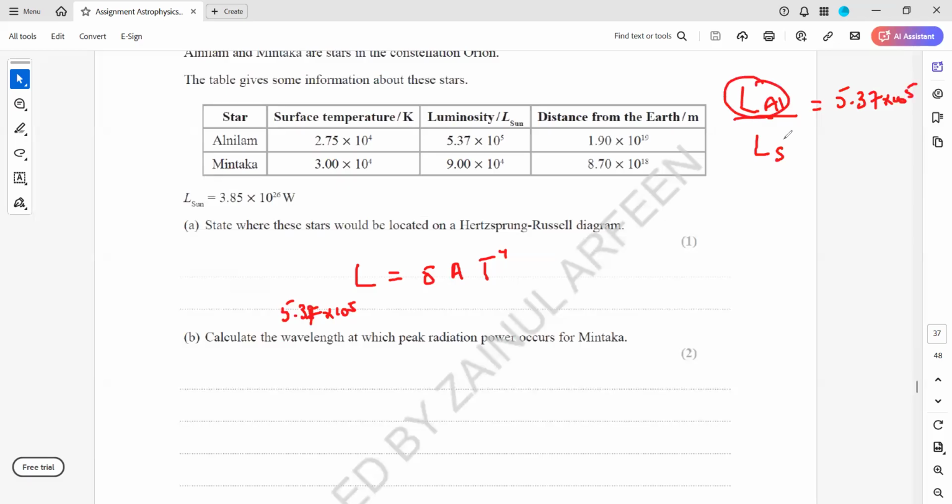So if I need the luminosity of this one, I should multiply by the luminosity of the sun. So if I need the total luminosity, because we need the total, this will be 5.37 exponent 5 times 3.85 exponent 26. That's why we should multiply both, because we need the luminosity of that specific star.